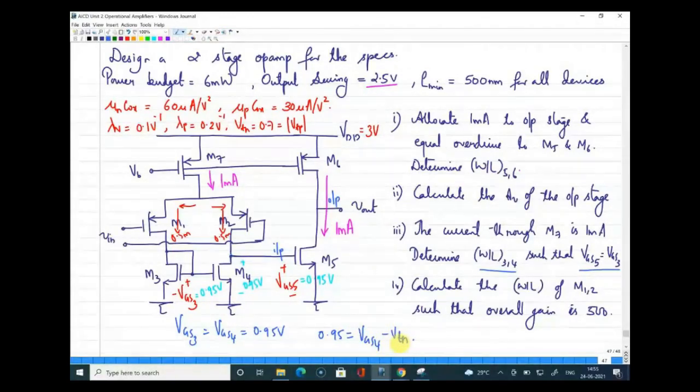VGS of 4 cannot be 0.95 again, right, sir? But from the current mirror, it should have been the same. Yeah, so look at this. If you look at this part of M3 and M4, the gates of both devices are shorted. Yes, sir, they are. That means VGS of 3 and VGS of 4 both are equal. Yes, sir, that's one way to look at it. But if we see it from the overdrive voltage equation, what is the condition? We say that overdrive is equal to VGS minus VT, and this is the edge of the triode region or edge of the saturation region.